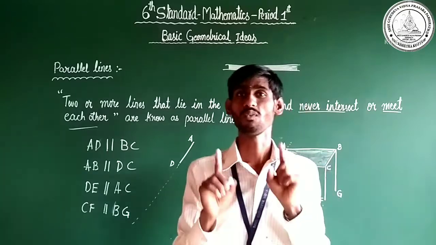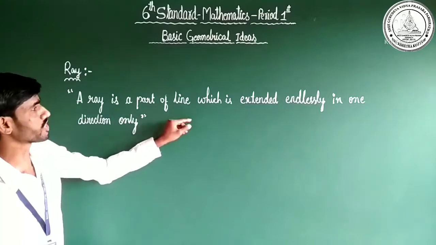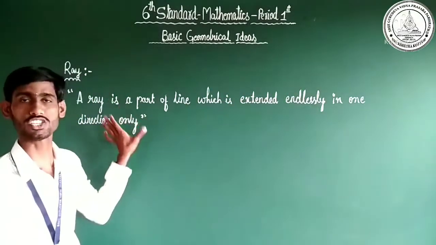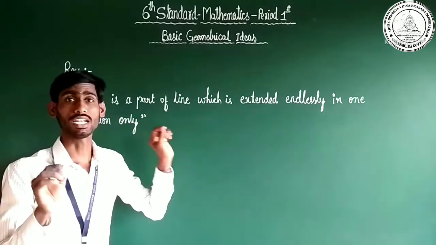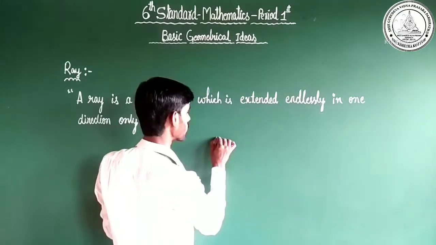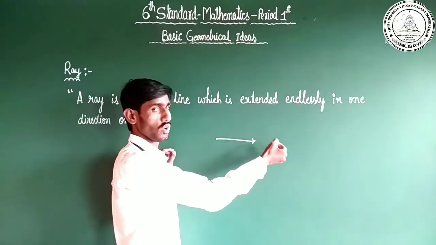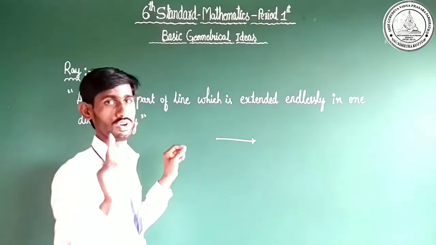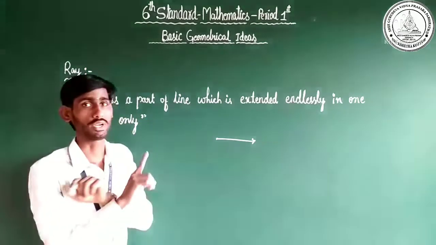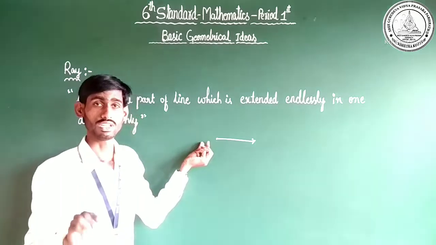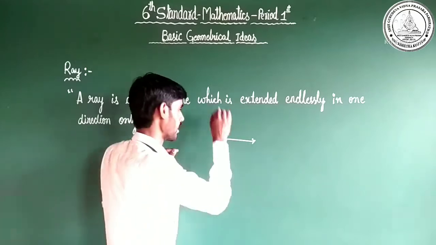Let us know what a ray is. A ray is a part of a line which is extended endlessly in one direction only. Dear children, this is an example of a ray, because it has a starting point, but no ending point. Very important note, the ray has only one point, the starting point, the beginning point, but no ending point. It is the example of a ray.